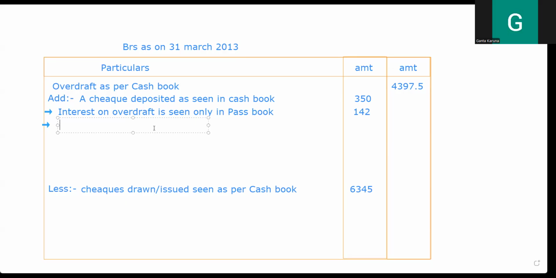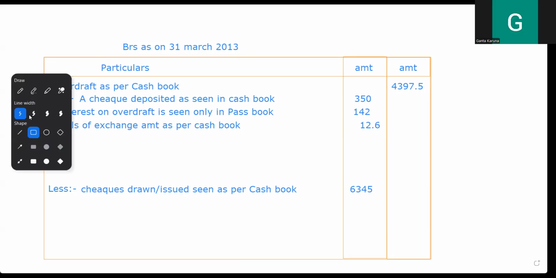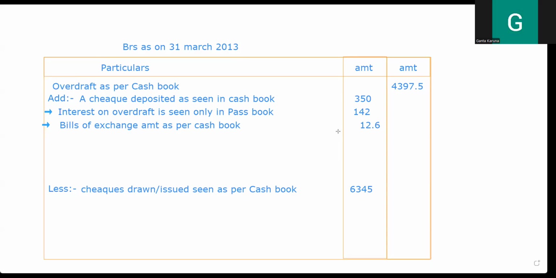So here I'm going to write it as bills of exchange amount as per cash book. So it is less by 12 rupees 60 paisa. So I'm going to take the same amount here. That is the only amount which is less. So simply I have done with all the things. There are no other things. So I'm going to total it and let's see what it is going to be.